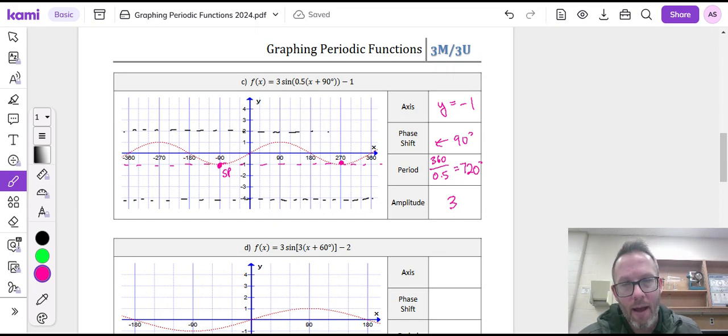I know that half of my cycle will be between these 2 points here. And since my A value is positive 3, I'll be going up to a maximum in between there, like this. And then I'll be doing the same thing as we go to the left. So maybe I'll just add in here that our graph will kind of go like that.